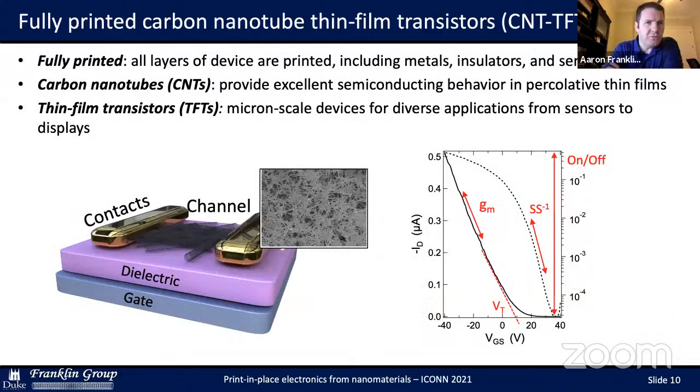And I'll show a few devices here from our recent work, or a few printing techniques. And I'll utilize predominantly a carbon nanotube thin film transistor as the vehicle for representing our progress in this field of printed electronics. It's mostly because of the versatility of this device.